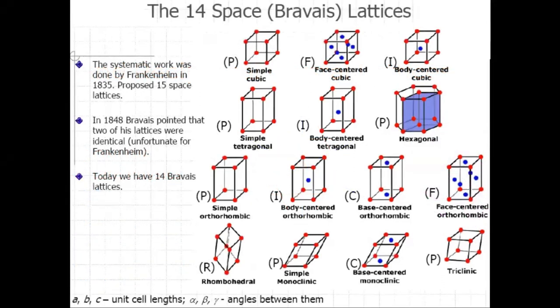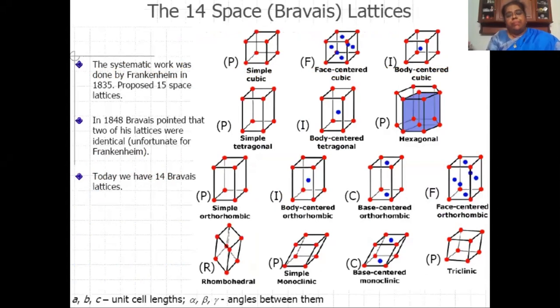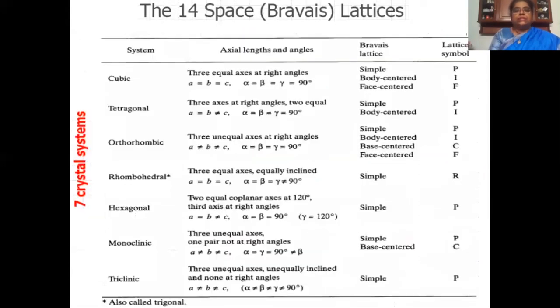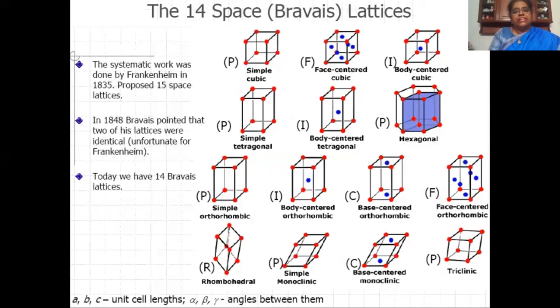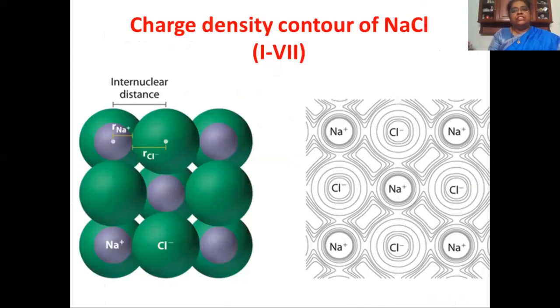I was just telling you about the importance of bonding through some type of bonding. It may be ionic or covalent or the van der Waals. So whatever is the reason that atoms get bound to form the solid, and each one of them takes its respective equilibrium position, and that is given in terms of a, b, c, alpha, beta, gamma, and so we get 14 Bravais lattices or 7 crystal systems. That's what I said. So now you quickly see the charge density contours.